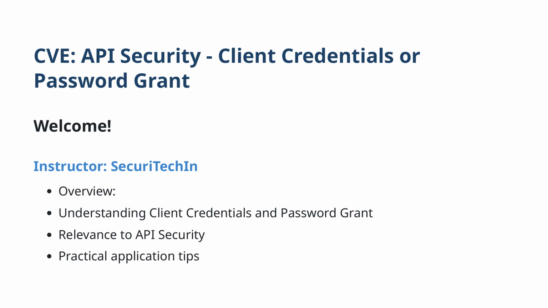Next, we'll explore the password grant, which involves using a user's credentials. This approach is typically used when the API provides direct access to resources on behalf of the user. We'll also touch on the relevance of these grant types to API security, ensuring that you can implement them effectively in various scenarios. Practical application tips will be provided to help you integrate these methods securely and efficiently. By the end of this section, you'll have a solid understanding of how client credentials and password grant work and how to apply them to enhance your API security.